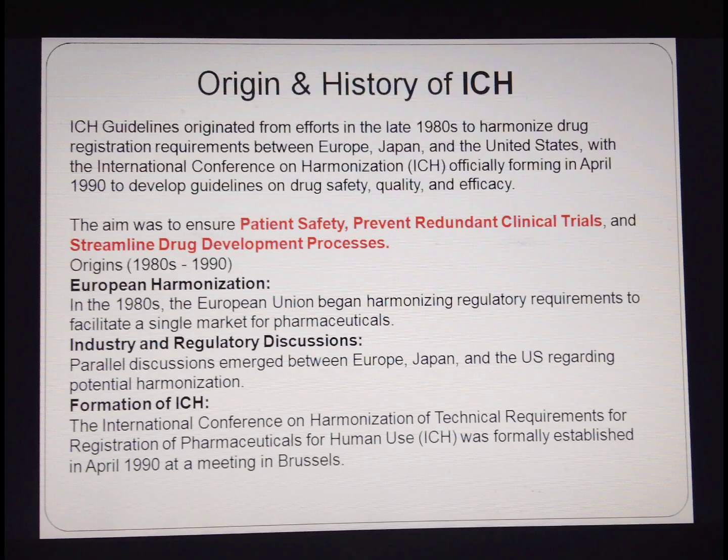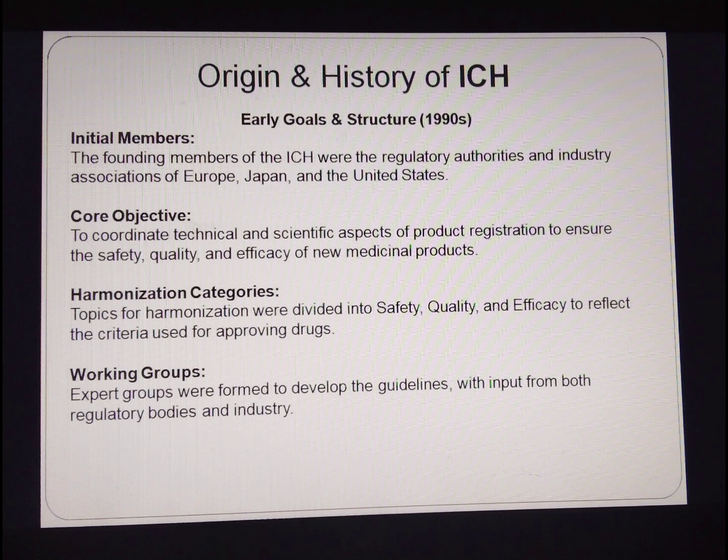Initial member. The founding member of ICH were the Regulatory Authority and the Industry Association of Europe, Japan, and the United States. Core objective: to coordinate technical and scientific aspects of product registration to ensure the safety, quality, and the efficacy of new medicinal product. Harmonization category. Topic for harmonization were divided into safety, quality, and efficacy to reflect the criteria used for approving drug. Working group. Expert groups were formed to develop the guideline with inputs from both regulatory bodies and industry.